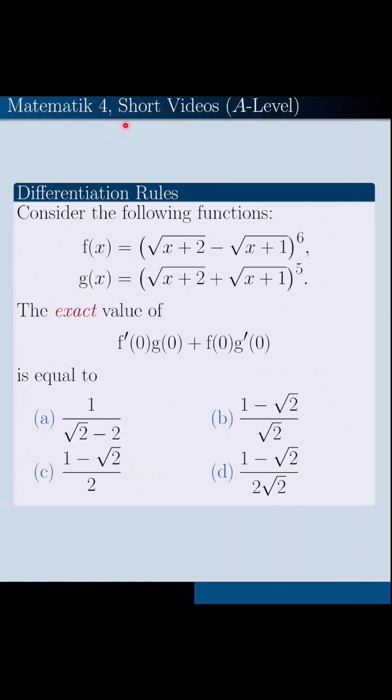Hello, in this short video we are going to investigate the following A-level problem on the topic of differentiation rules. Consider the following functions. f of x is given with the following rule and g of x is given with the following rule. The exact value of f prime of 0 times g of 0 plus f of 0 times g prime of 0 is equal to which one of these options that you see here now.